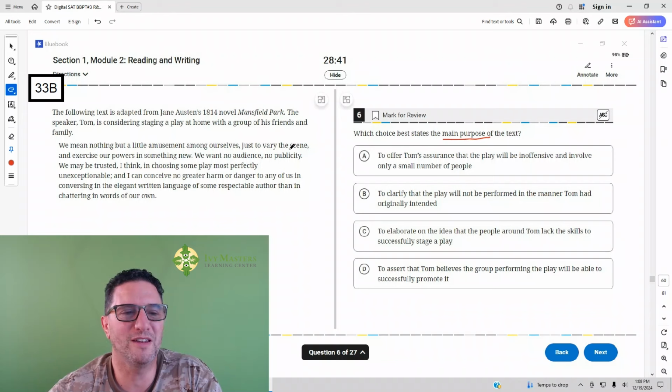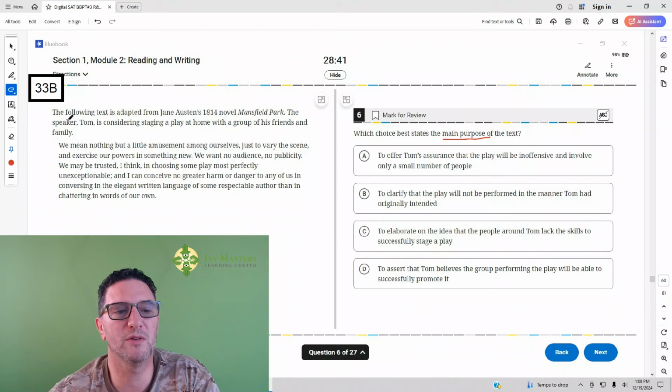So let's go to the text. You should always read the intro, especially, usually it'll have 2 sentences. The second sentence of the intro is the important sentence typically. The following text is adapted from Jane Austen's 1814 novel, Mansfield Park. The speaker, Tom, is considering staging a play at home with a group of his friends and family. And keep in mind that Tom is the speaker as well.